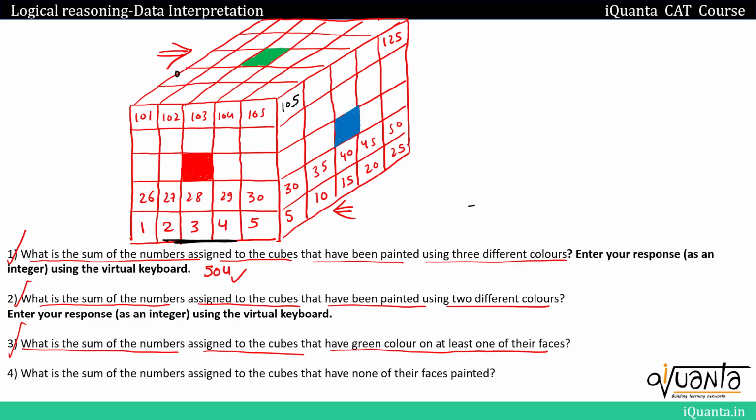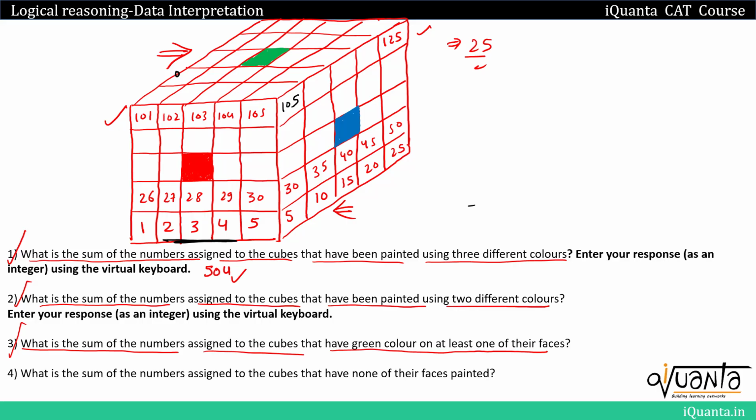So all the cubes that lie on the top layer will have green color on at least one face, and also the cubes that lie on the bottom layer will have green color on at least one of the faces. So we'll add the numbers on all the cubes on the top layer and the bottom layer. When we add all the numbers on the top layer, we have numbers from 101 to 125. So basically all these numbers will form an AP with difference 1. So how many numbers do we have on the top layer? We have 101 to 125, that means 25 numbers.